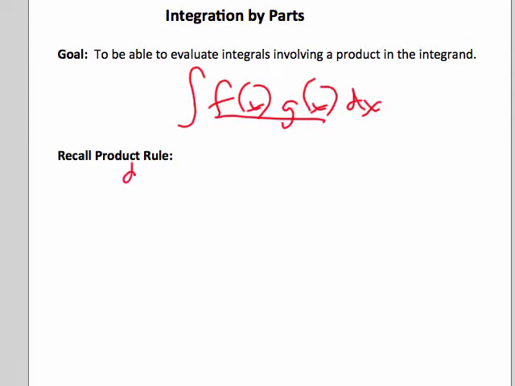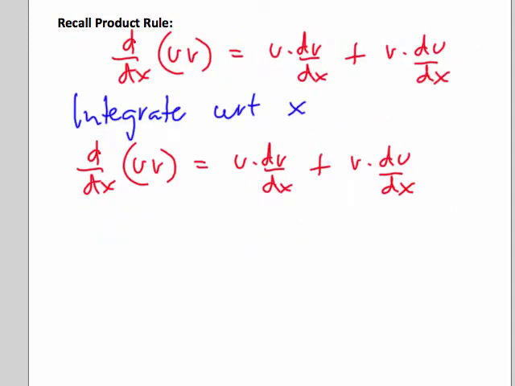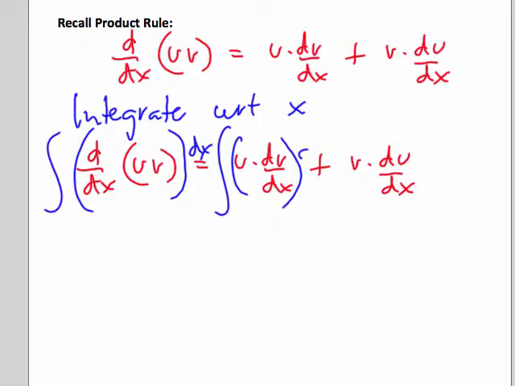rule, which we know is the derivative of u times v by the product rule is u times dv dx plus v times du dx. And now I'm going to integrate both sides of this equation with respect to x. So I've just copied the expression from above, integrating both sides with respect to x. I will see that the dx's will cancel out.